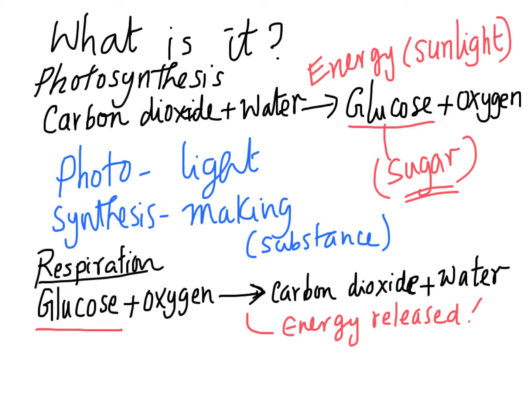Glucose and oxygen is over here. So all living things make use of glucose and oxygen from the air to produce energy. As you can see, energy is needed for photosynthesis, but energy is produced by the respiration process. The substances involved are just the same, but the equation is swapped and reversed.